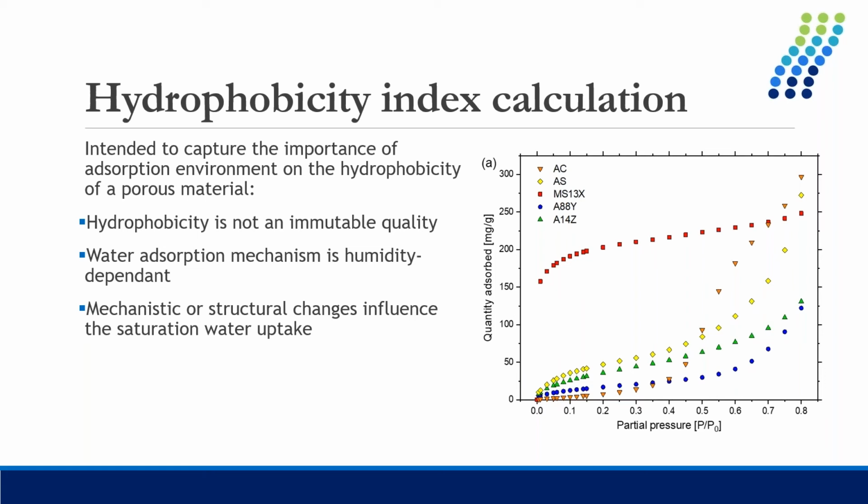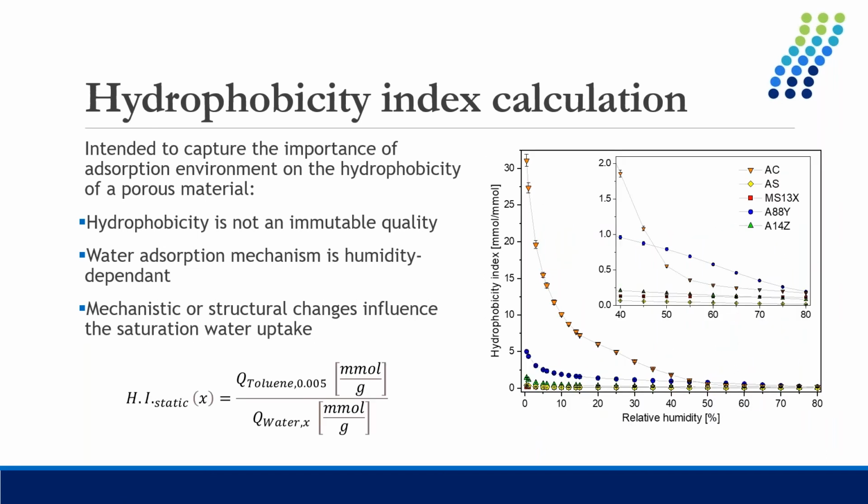So even though activated charcoal, which you can see in orange, has incredibly low capacity for water vapor at low relative humidities or low partial pressures, it does actually increase fairly dramatically past 40% relative humidity. And in fact, at 80% relative humidity, it was found to have the highest capacity for water vapor out of any material, despite supposedly being hydrophobic.